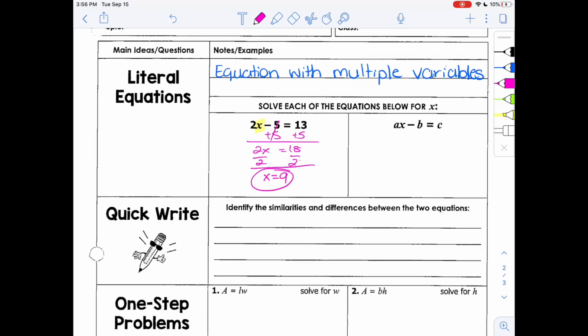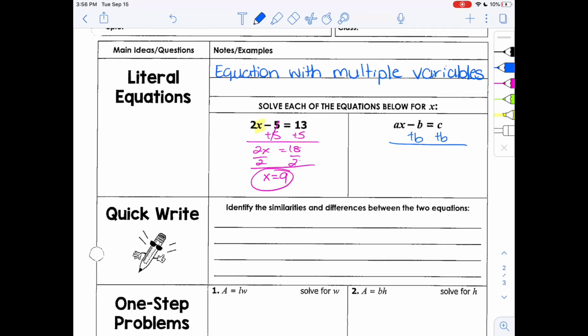Well, we can apply the same principle to the problem on the right. If you notice, the problem on the right is very similar to the problem on the left, with some minor differences, and we'll talk about that in just a minute. To solve the problem on the right, we want to add b to both sides.